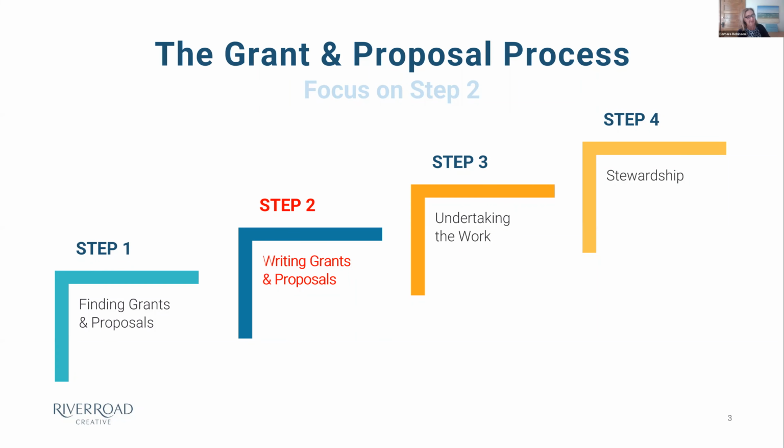So step 1 is finding grants or proposals. And step 2, which is what I'm going to talk about today, is writing those grants and proposals. So that's what I'm really focusing on. And I'm focusing on it at a really high level to give some tips. We're not going to get into the details. Step 3, undertaking the work. And step 4, stewardship. So that's really where you're managing a client. You have continued collaborations with them, and certainly keeping them informed of the work that you're doing.